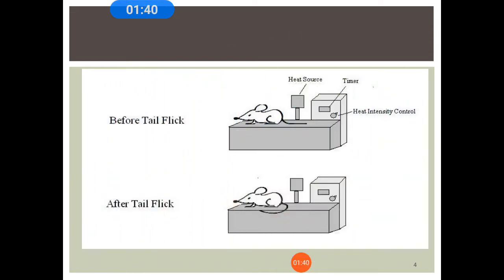Most commonly, an intense light beam is focused on the animal's tail and a timer starts. When the animal flicks its tail, the time stops, and the recorded time is a measure of the pain threshold. Alternate methods can be used to apply heat, such as immersion in hot water. In the tail flick test, a wire is attached to the tail and applies heat to the tail, then the latency to tail flick is recorded.